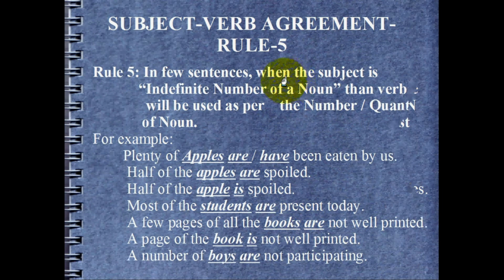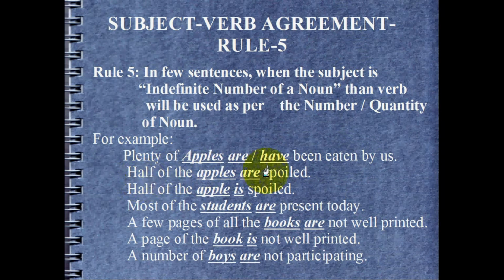And the fifth rule for subject and verb agreement is when in a sentence the subject is an indefinite number of a noun, then the verb will be used as per the quantity of the noun. For example, plenty of apples are, plenty of apples have, plenty of apples have been eaten, plenty of apples are eaten.